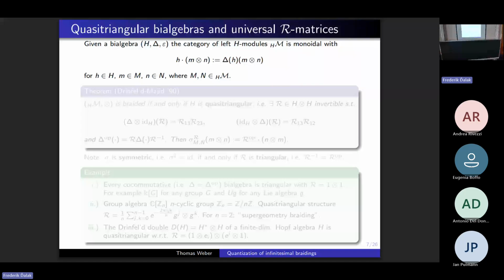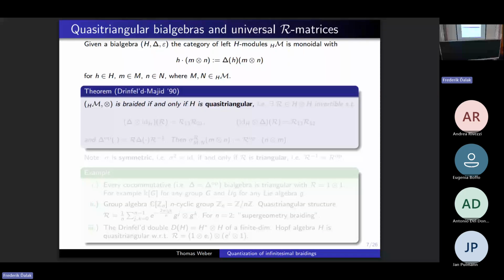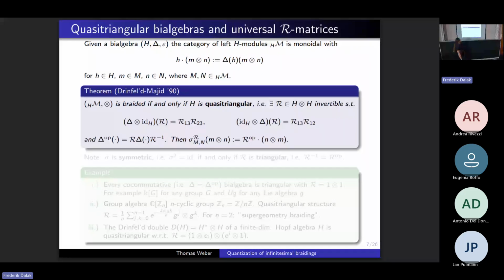That was shown by Drinfeld and Majid, that this category, given a bialgebra, is now braided if and only if H is a quasi-triangular bialgebra. So this means if you can find an invertible element R, this is this universal R matrix that we've also seen, which satisfies some properties.